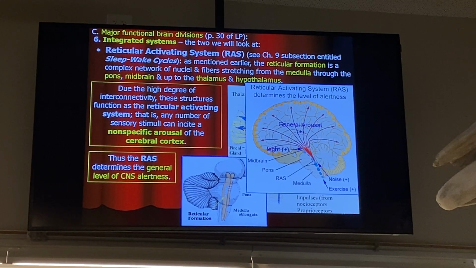It functions in orienting the higher brain at a non-specific arousal state. It could be low or high. But that is done by the reticular activating system. The general level of CNS alertness. General, non-specific.